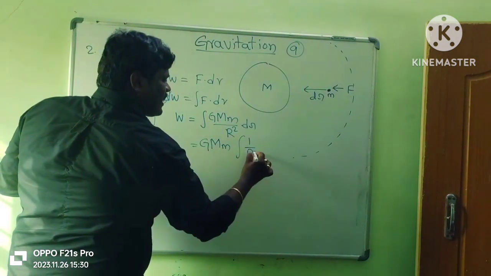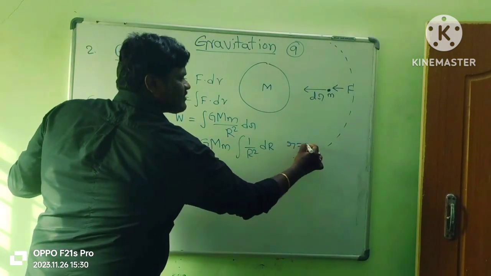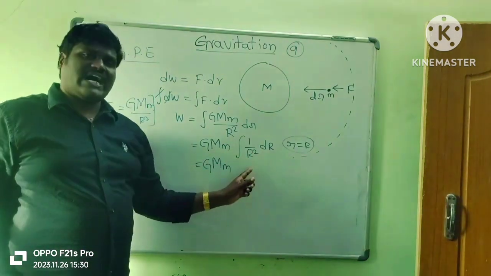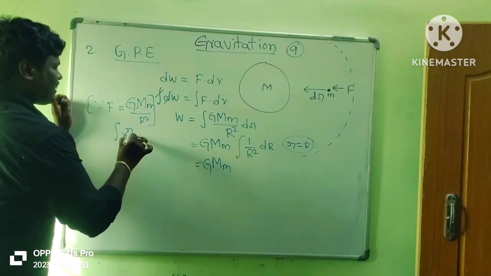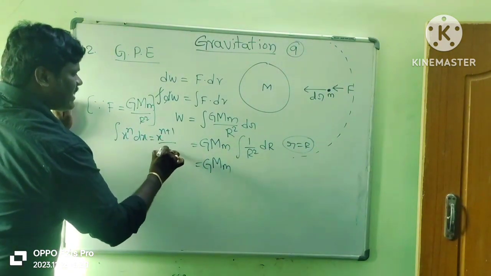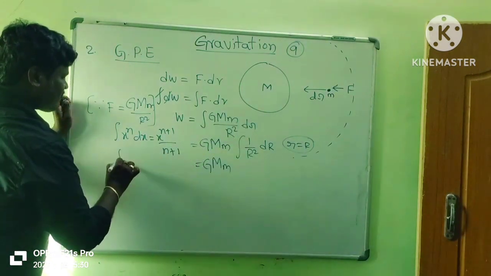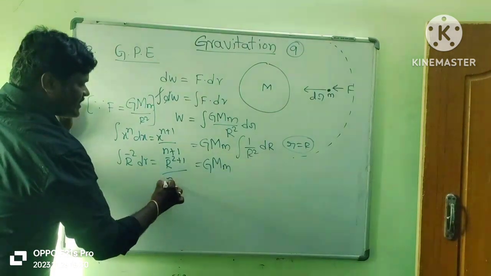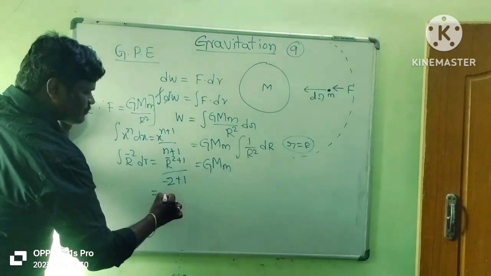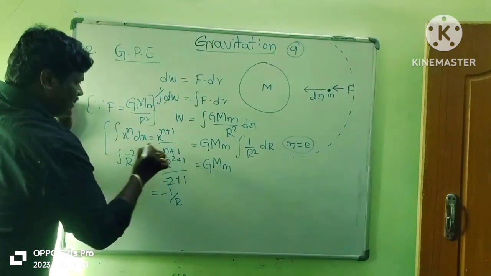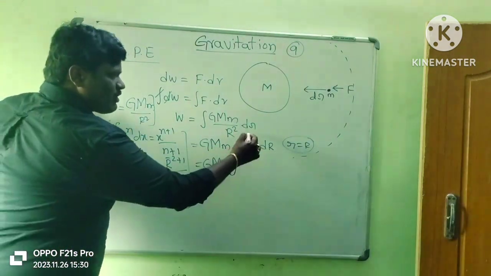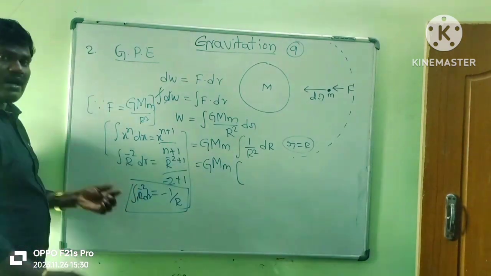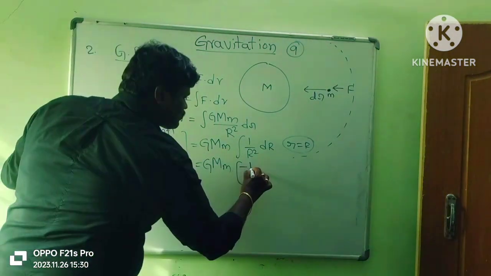Now integral 1 by r square dr, where small r is equal to capital R because both are displacements. Using the formula integral x power n dx is equal to x power n plus 1 by n plus 1, I write 1 by r square as r power minus 2. Then it becomes r power minus 2 plus 1 by minus 2 plus 1, that is r power minus 1 by minus 1, which is minus 1 by r. So integral r power minus 2 dr gives minus 1 by r.